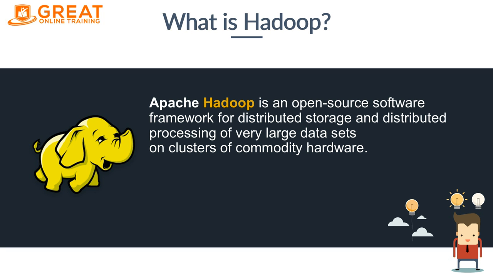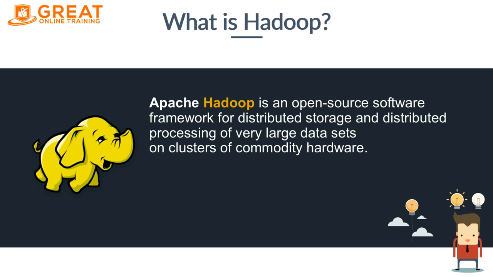So this is simply a definition of Hadoop. Apache Hadoop is an open source software framework for distributed storage and distributed processing of very large data sets on clusters of commodity hardware. Hope all of you are clear about this definition of Hadoop.